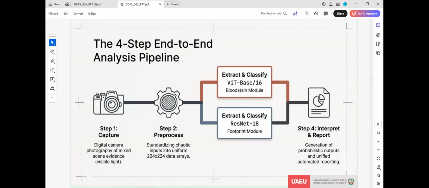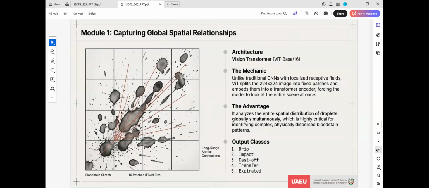Obviously, the forensic team comes and captures the particular crime scene. Then we go to pre-processing and extract the two categories: one is bloodstain, the other is footprint. For bloodstain we use the ViT-based model, and for the footprint we use ResNet. Finally we get a unified report, and we send it on.